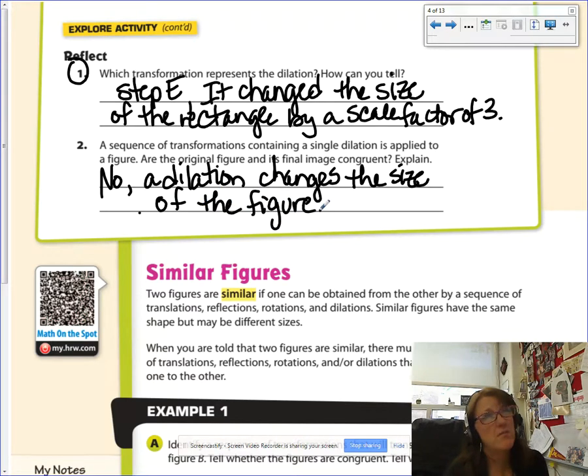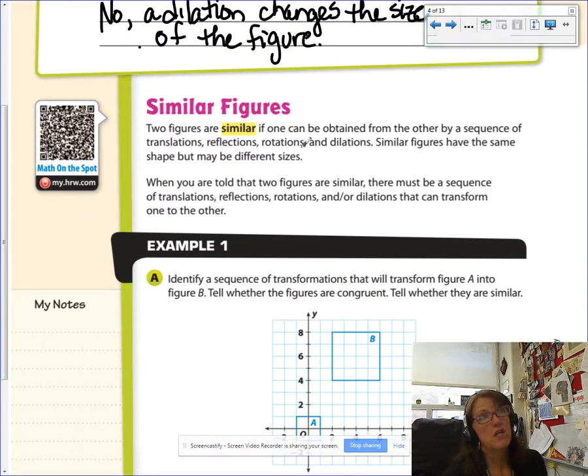I guess the only one that really wouldn't change anything is if the dilation had a scale factor of 1. But for most of these, I'm going to go ahead and assume that they mean a scale factor that's different from 1. Okay? All right. Two figures are similar if one can be obtained from the other by a sequence of translations, reflections, rotations, dilations. All right. Similar figures have the same shape, but probably are different sizes. The only way that it would be congruent and not a different size is if you either didn't have a dilation or if your so-called dilation had a scale factor of 1.